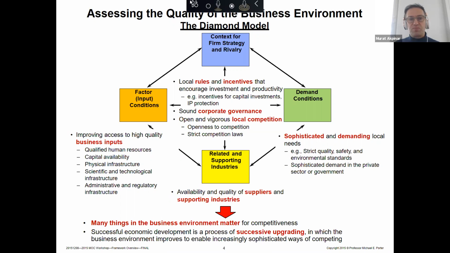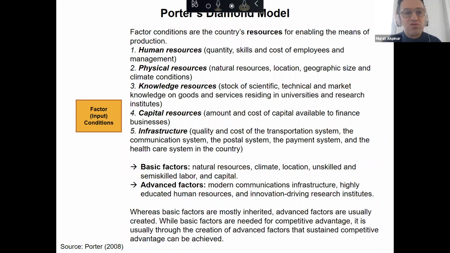We'll go through these 4 determinants now one by one. Factor conditions mean the resources inside the country that we utilize in enabling our business, in increasing our productivity and increasing our innovativeness. So if we are again comparing the 3 countries, France, Germany, and Finland, to decide where we should locate our business, looking at the factor conditions, we look at the human resources, the physical resources, the knowledge resources, capital resources, and infrastructure in these 3 countries.